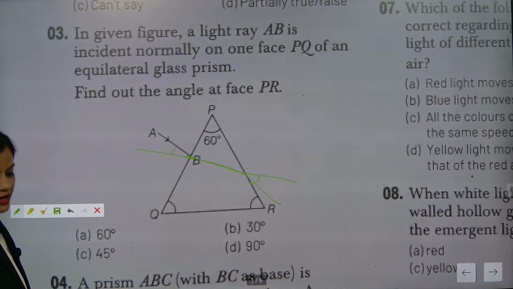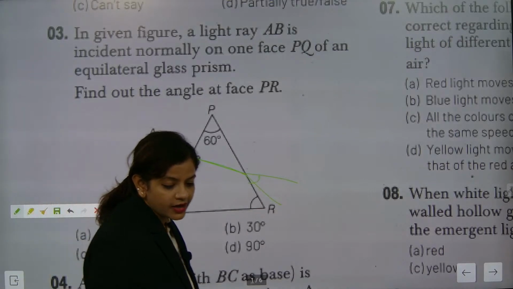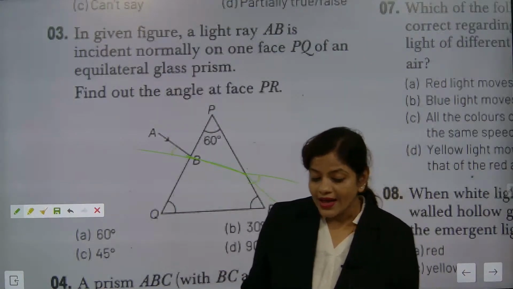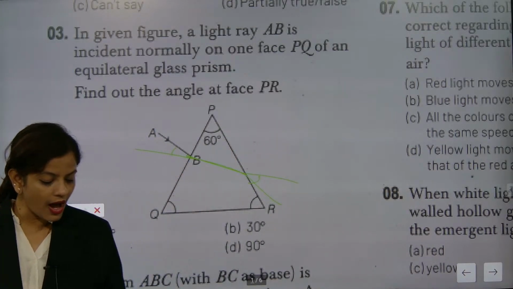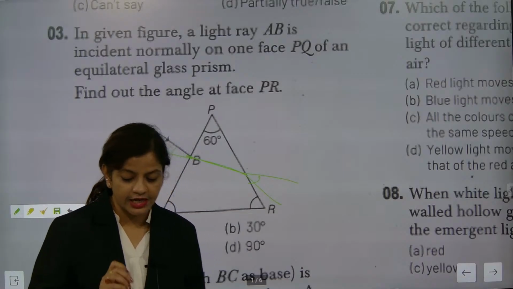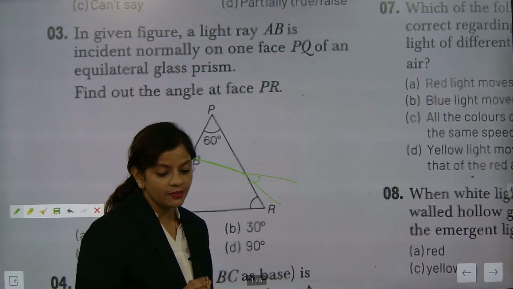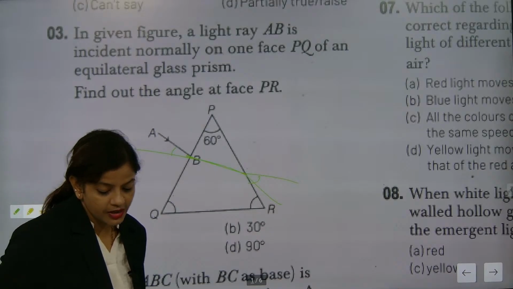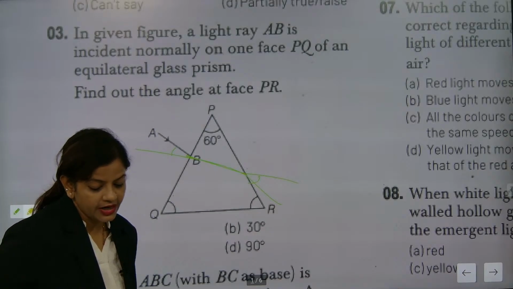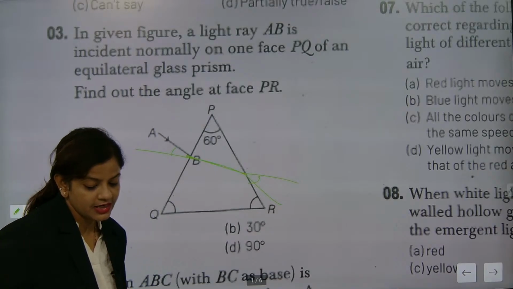So what will be the angle? Everybody, why will it be 60 degree? My question to everybody is why it will be 60 degree. What is the reason behind it? Randomly we cannot say it is going to be 60 degree, but what is the reason behind it being called 60 degree?